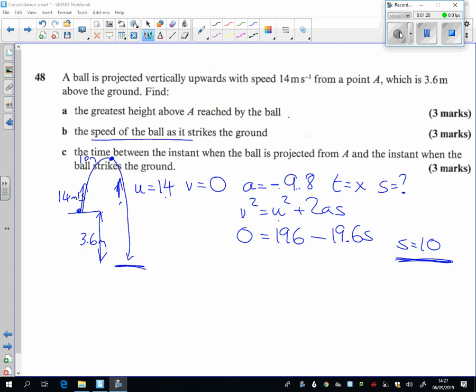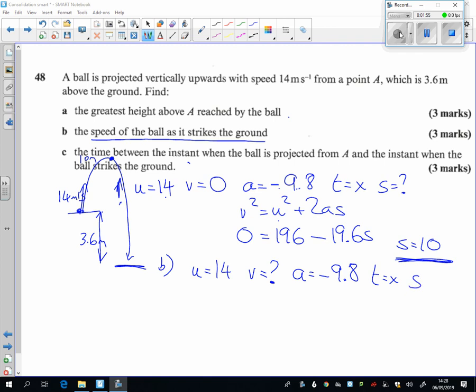So what's the speed of the ball as it hits the ground for part B? So let's go through these again. u is still 14. v, the speed of the ball when it hits the ground, that's what I'm looking for now. a, well, that's still the minus 9.8. t, I don't care about that. I mean, actually, I'm going to figure it out in a minute, but don't care about that one this time.